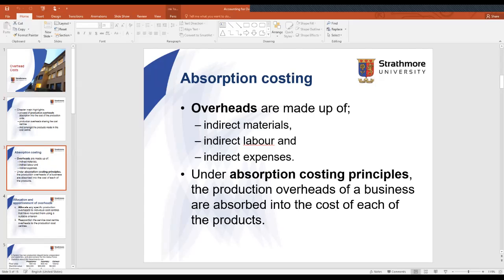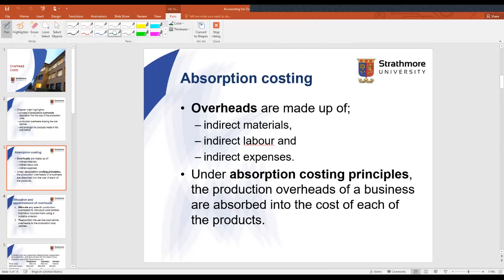As we had mentioned, when it comes to the absorption costing method, we don't forget that the production overhead costs need to be absorbed into the cost of the product. Overheads are made of indirect material, indirect labor and indirect expenses. The total of those is what we refer to as the overhead cost.